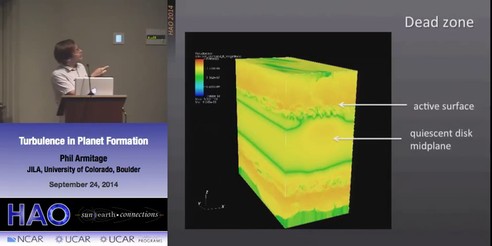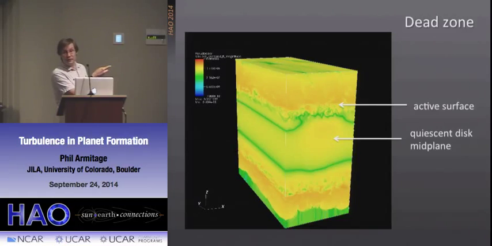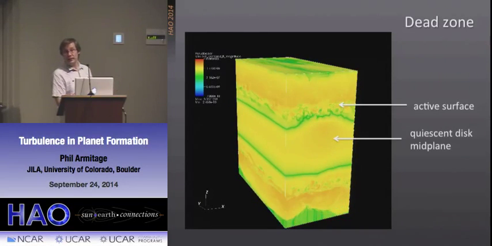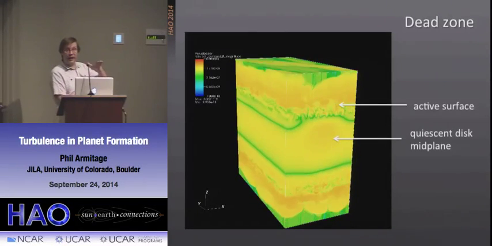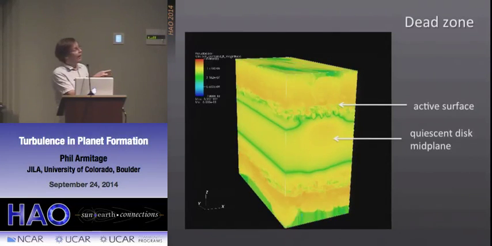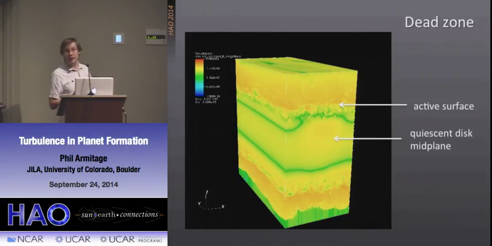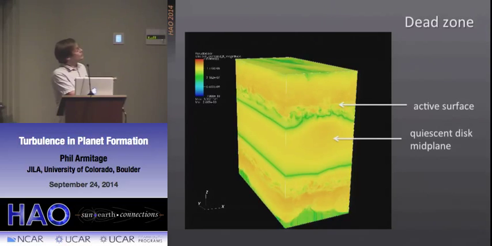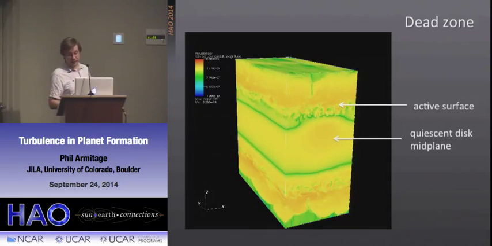And the only place where you have turbulent activity is in the surface of the disk, where the ionization fraction is relatively high. So you have a sort of layered structure with a quiescent midplane and all the activity taking place in the surface layers that's normally described here as a dead zone.